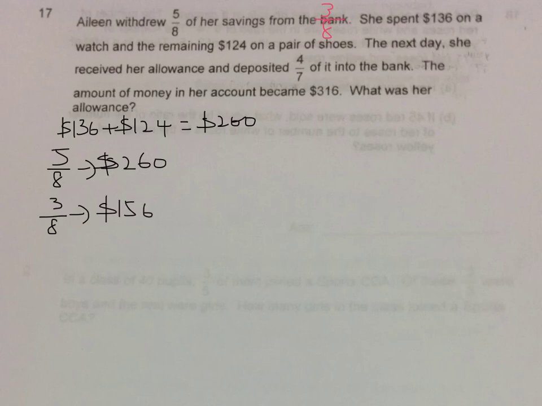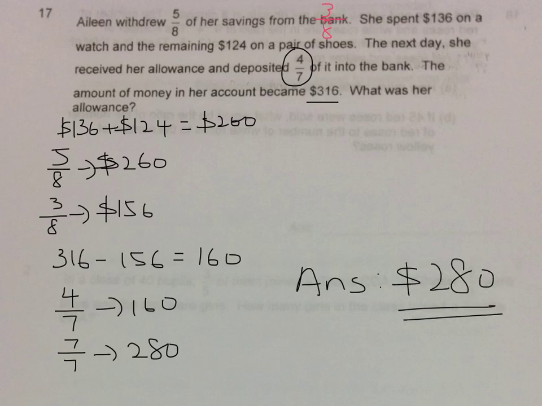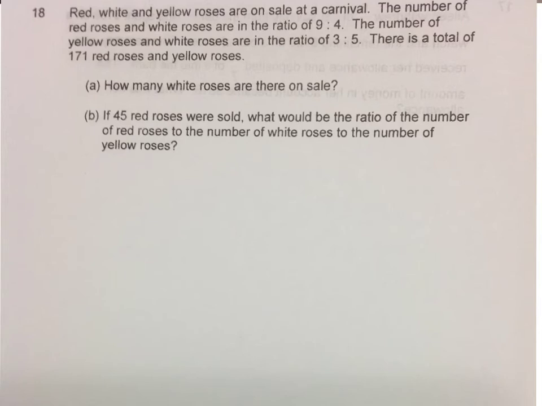The next day, she received her allowance and deposited 4/7 into the bank. She deposited 4/7, and now the money becomes $316. So we take 316 minus 156, which is $160. So 4/7 of her allowance is equal to $160. We find out what is 7/7 of her allowance. 160 divided by 4 times 7 is $280. So our final answer for question 17 is $280.